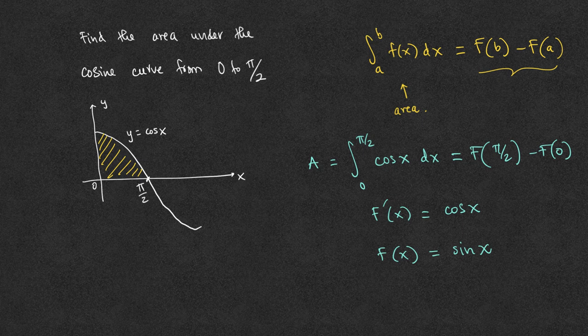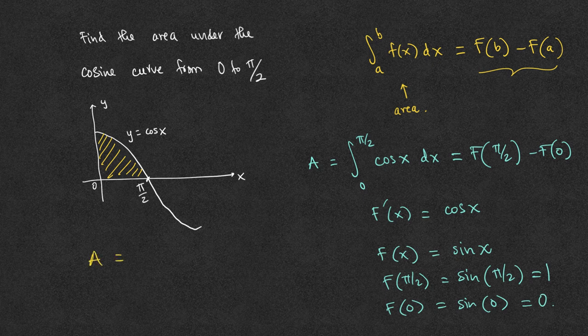And so the area is F of pi over 2, or in this case, sine of pi over 2. Sine of pi over 2 is 1. F of 0 is sine of 0, and sine of 0 is 0. And so we have the area equals F of pi over 2, which is 1, minus F of 0, which is 0. And therefore, the area is simply 1. This is the area under the curve, but only from 0 to pi over 2.